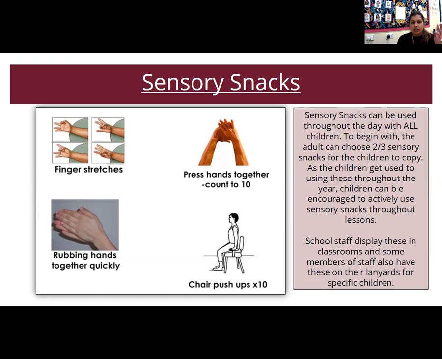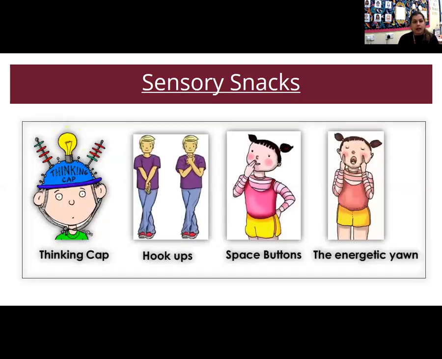Some really simple things to do: finger presses, pressing our hands together. Some children really like that, especially if they like that sensory feedback. So squeezing your hands together, rubbing your hands together, chair push-ups, a thinking cap, which is your ears, so rolling your ears forwards, backwards, hook-ups, as you can see.